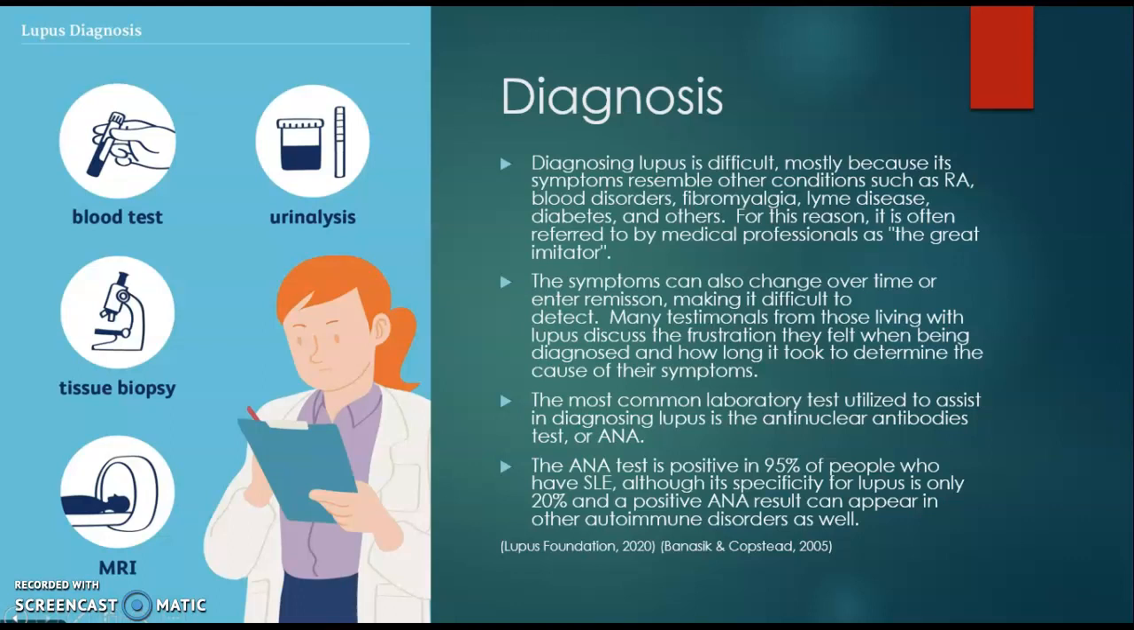The most common laboratory test utilized to assist in diagnosing lupus is the anti-nuclear antibodies test, or ANA. The ANA test is positive in 95% of people who have SLE, and although its specificity for lupus is only 20%, a positive ANA result can appear in other autoimmune disorders as well, which is another reason why it's difficult to diagnose.